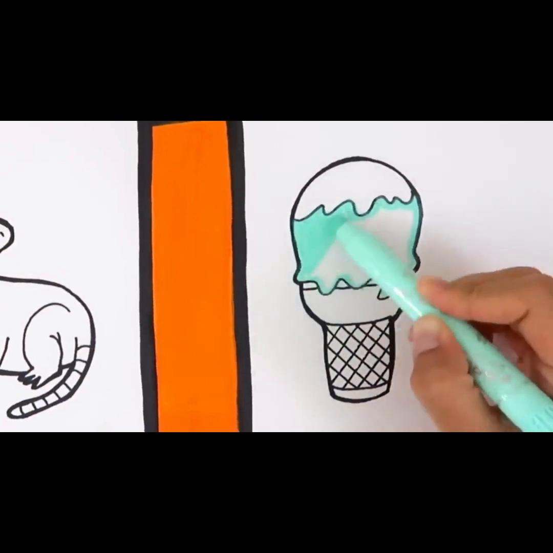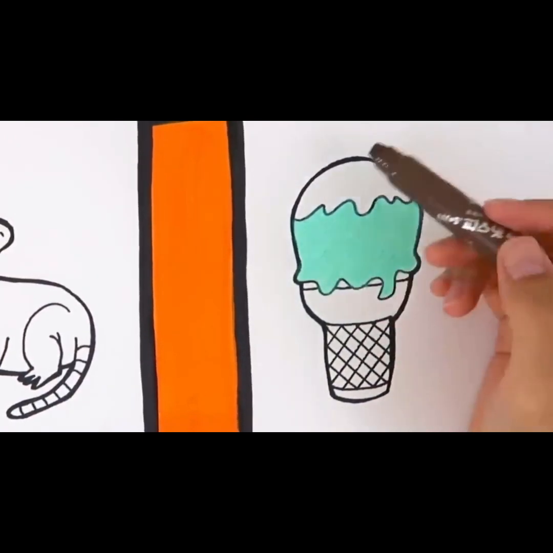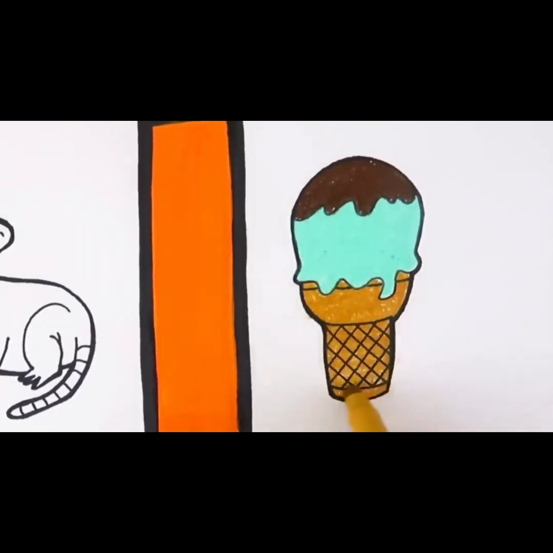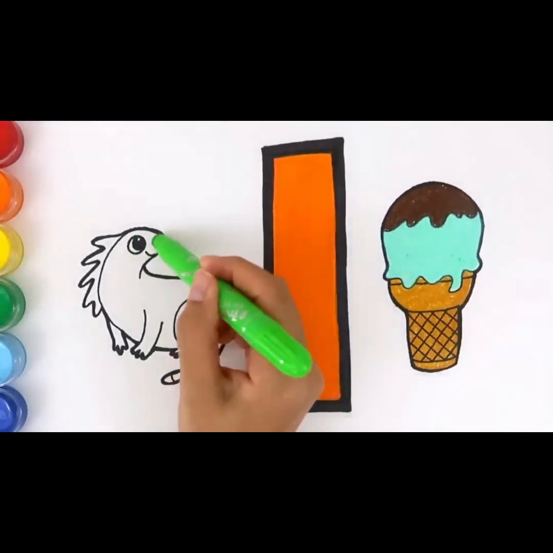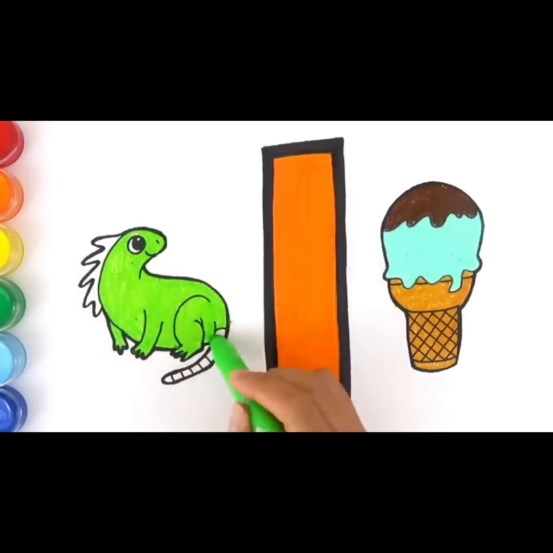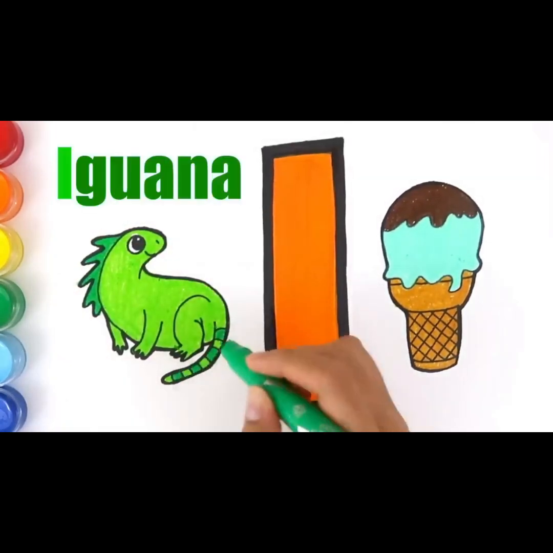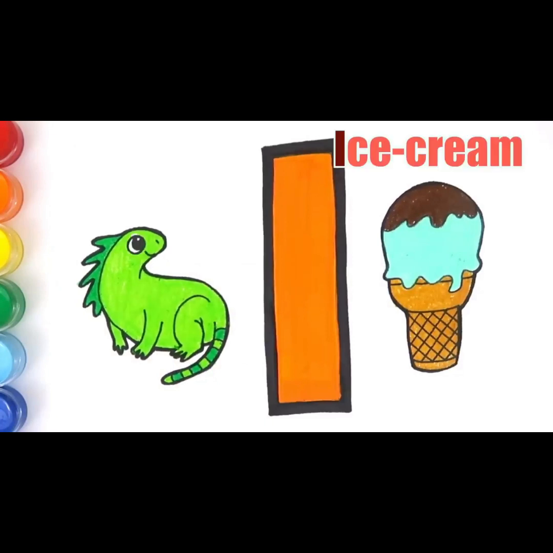What's your favorite ice cream flavor? This is a mint chocolate ice cream. Mmm, yummy! What color is the iguana? Iguana is green. I is for iguana. I is for ice cream.